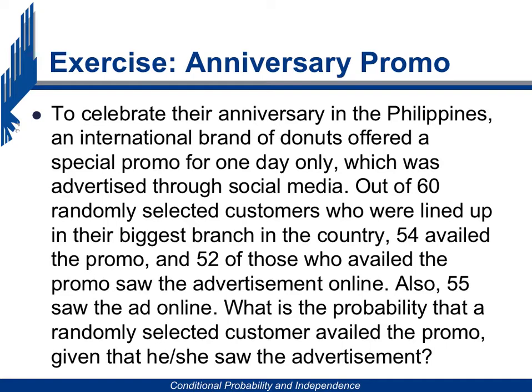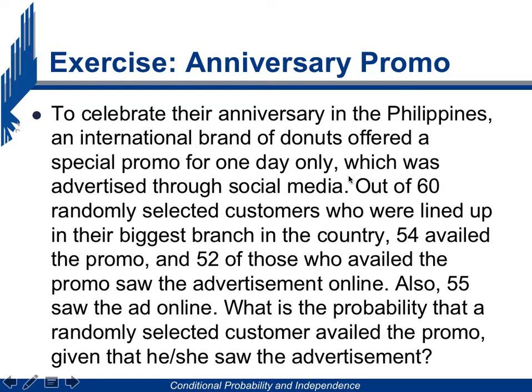So our approach here again is to identify the experiment, the experimental outcomes, the sample space, and the relevant events, and then define those events. So in this example, our experiment involves randomly selecting a customer out of the 60 who lined up. So that's your experiment. And the possible outcomes of that experiment are all those 60 people who lined up. Now, among all those 60, there are some similarities. Some of them availed the promo, some of them did not. Some of them saw the advertisement online, while some of them did not.